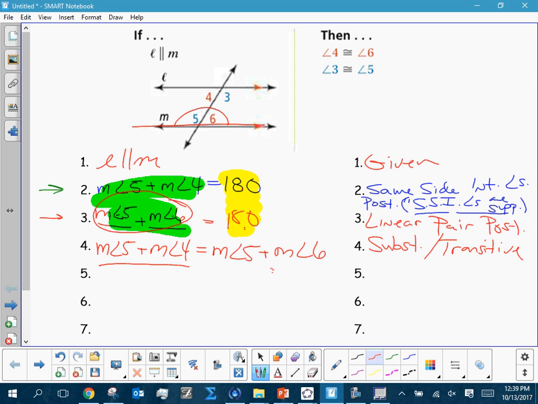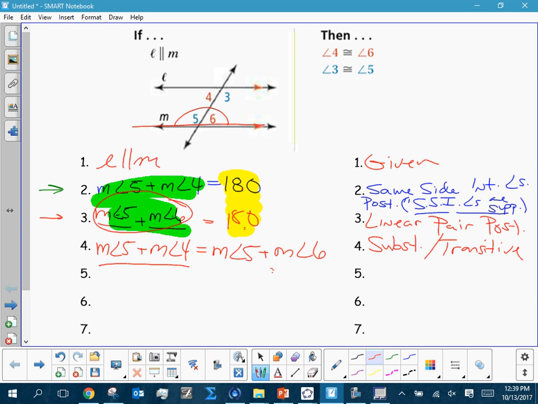A lot of times when I talk about these things, I hate saying measure of angle 5 plus measure of angle 6. It just takes too long to say. So a lot of times you'll hear me say 5 plus 6 equals 180. I'm referring to angle 5 and angle 6 as measurements.